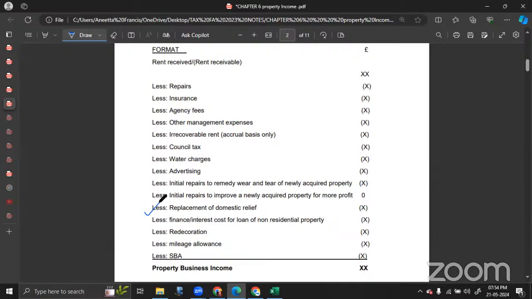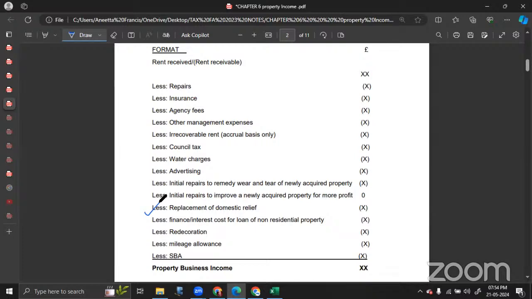So already when you let out a property, you already had an asset in that particular property, and you are replacing it with the same asset, same model of an asset. The purchase cost of the new one minus the sale proceeds of the old one. That is the replacement of domestic items relief. Now, if in a situation you did not have an asset and you're purchasing it for the first time, you cannot deduct it from your rent income.